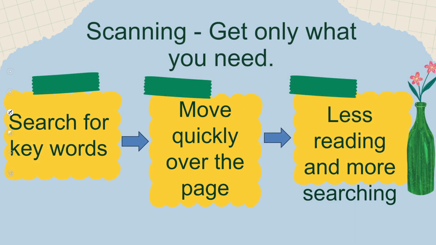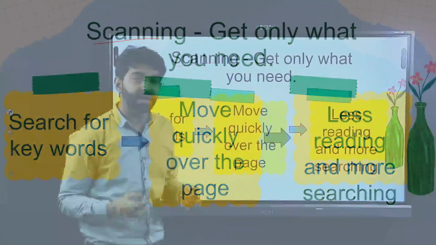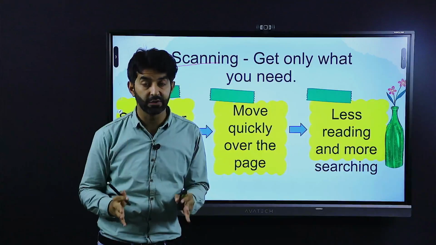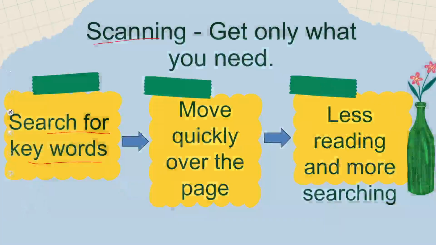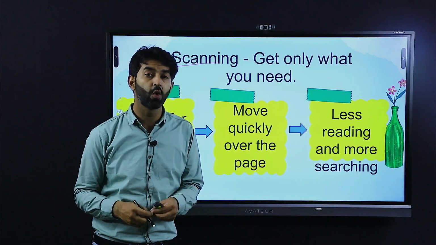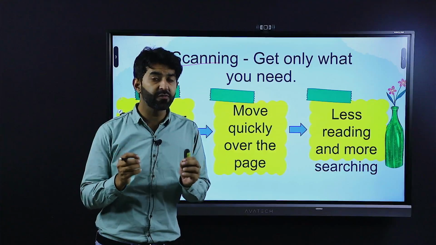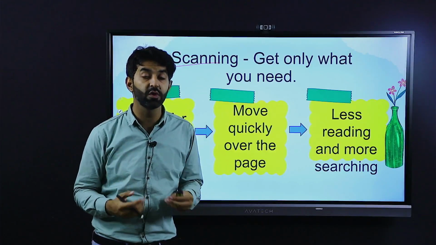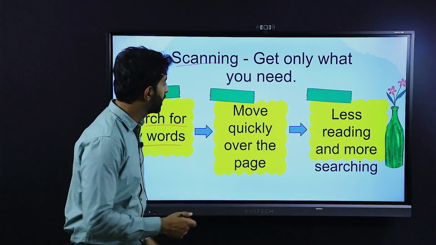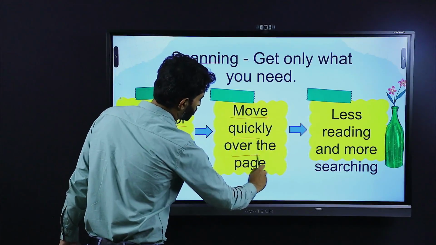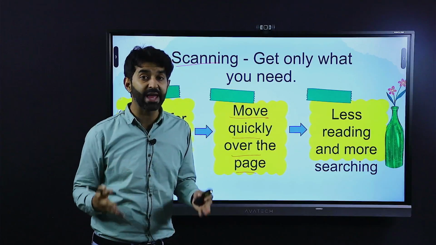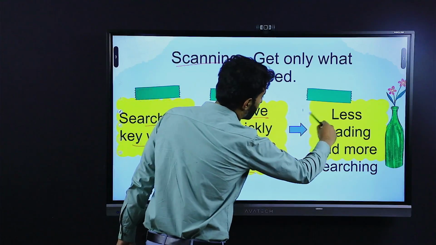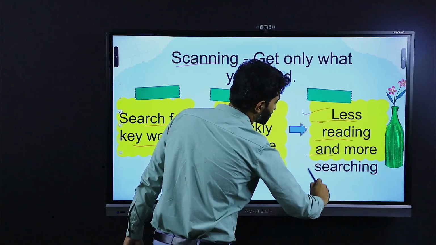Now, why do we do scanning? We want to get what we need and as quickly as possible. You search for keywords, words that are bold, that are italicized, keywords that hold terminologies and specific kinds of words that are very important. We call them keywords. You have to look for them. You move quickly over the page. So do not spend so much time on one page if you are scanning any text, and then you will be doing less reading and more searching.